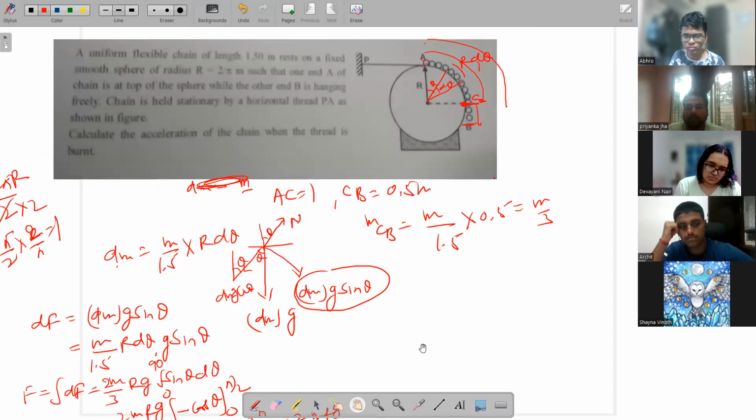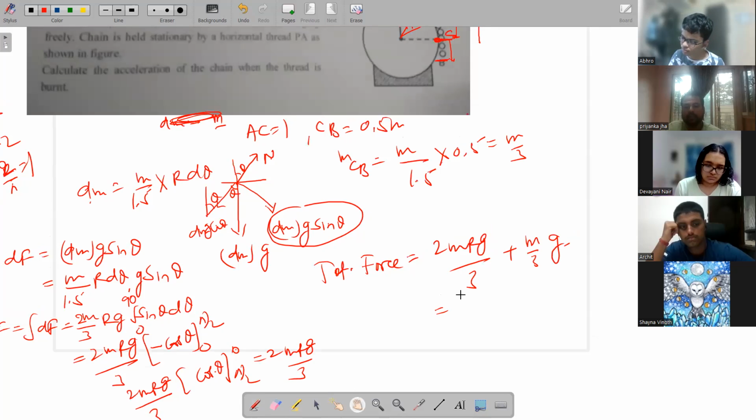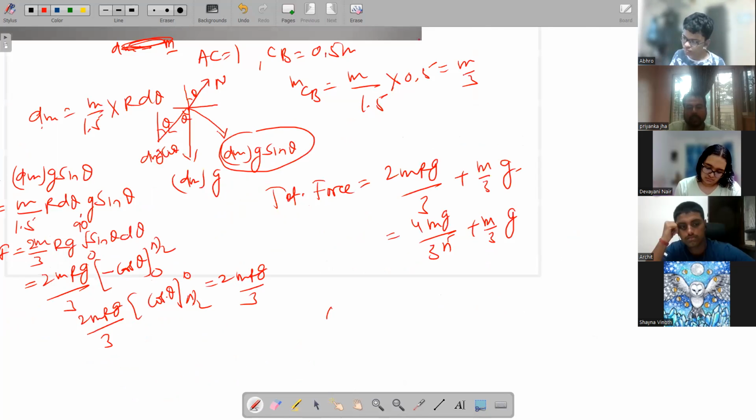And from C to B, only gravity will work. So the net force will be 2mrg by 3, plus gravity of this part, that is m by 3 into g. And put r as 2 by pi. So this is 4mg by 3 pi plus m by 3 into g. So you have to find the acceleration. Acceleration is total force upon mass, so m will be gone: 4g upon 3 pi plus g by 3.